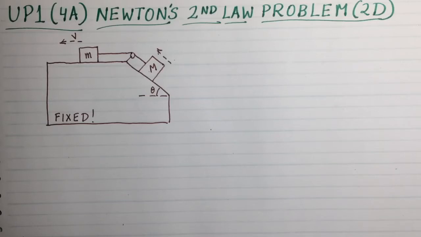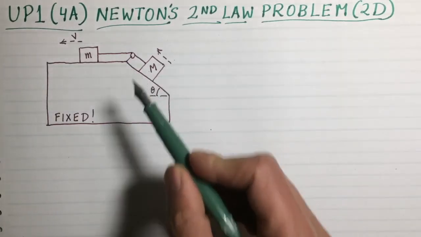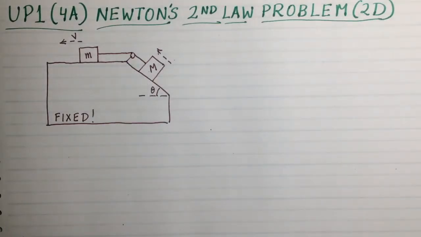I have here a fixed wedge and two masses riding upon it connected by an ideal string. Ideal means it doesn't stretch and it has no mass. The object on the level surface has mass little m, and the object on the inclined surface of angle theta has mass capital M.